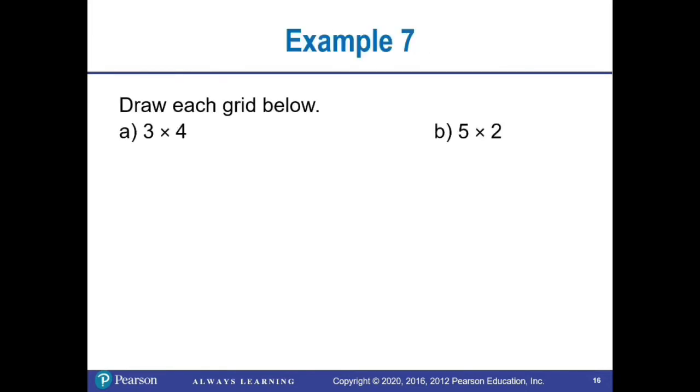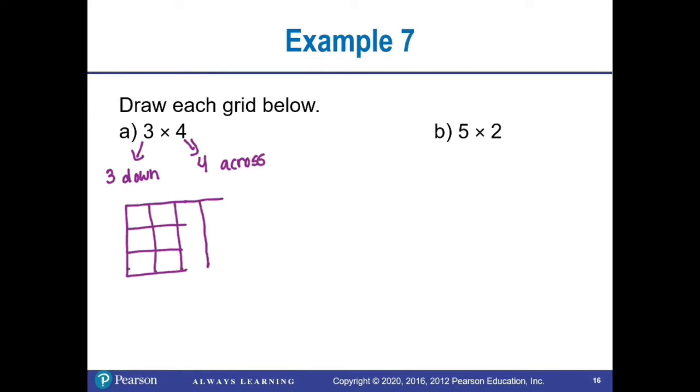We're asked here to draw each grid. So 3 times 4, the 3 tells me how many down, and the second number 4 tells me how many across. So I draw 3 down, then 4 across, for a total of 12.